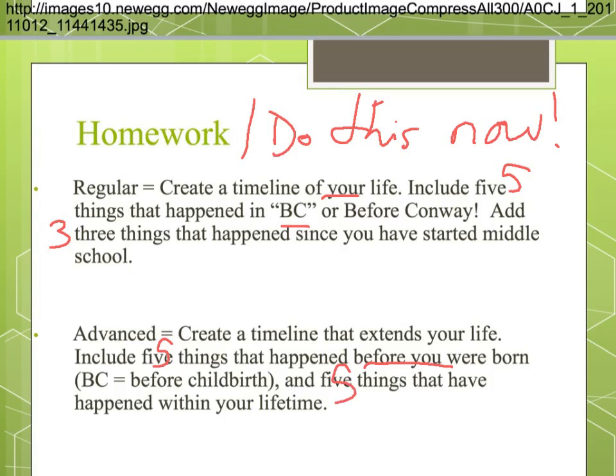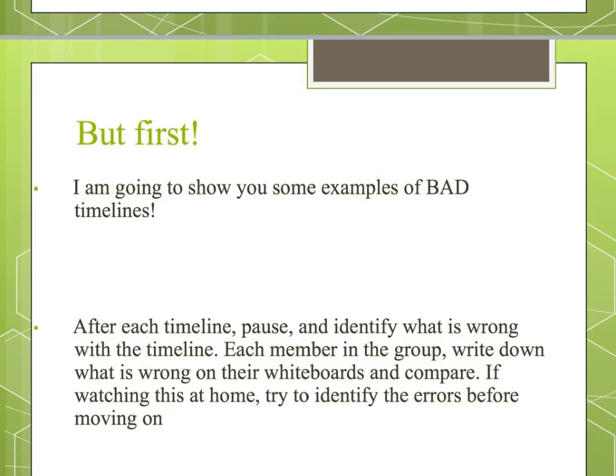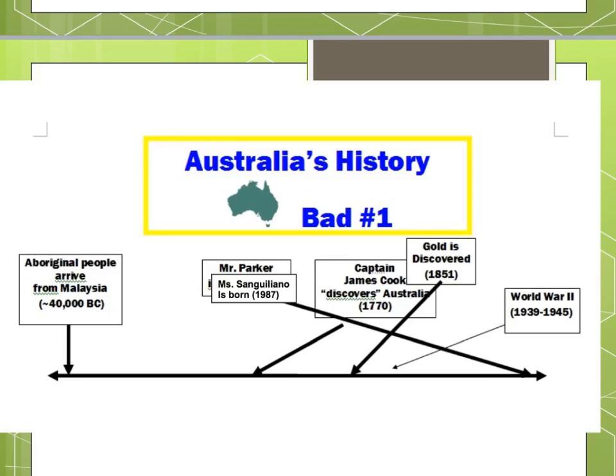But wait, before you write this down, I want to show you some examples of some bad timelines. After each of these timelines, pause, identify what went wrong with each timeline. Each member of the group is going to write this down on their whiteboards and compare. If you're watching this at home, because I will be placing this on Edmodo, try to identify the errors before moving on. So here's your first example.